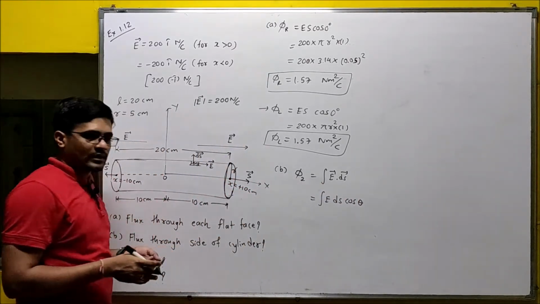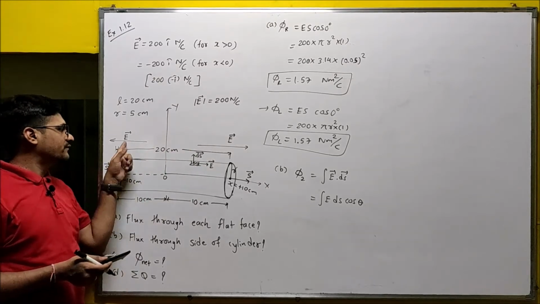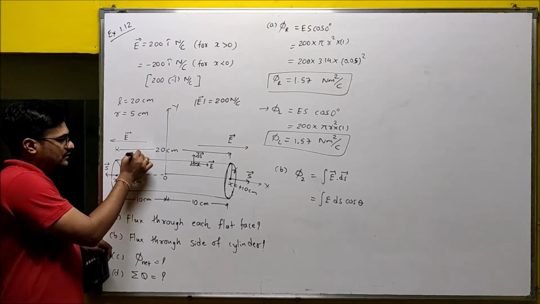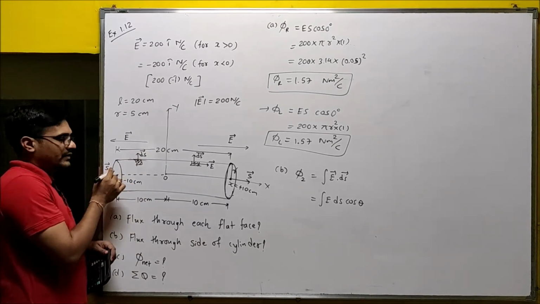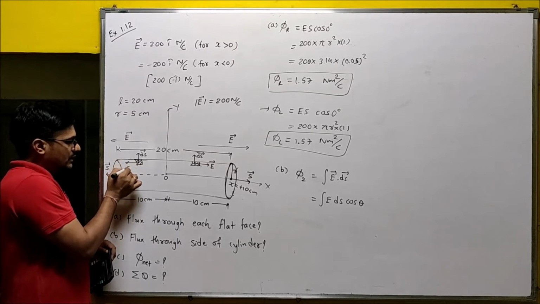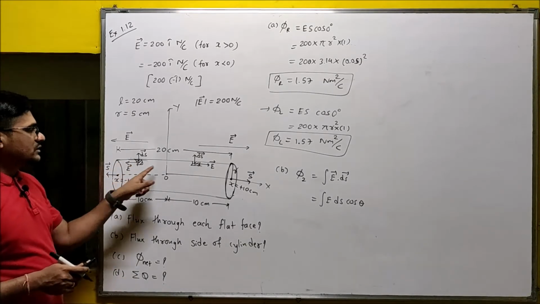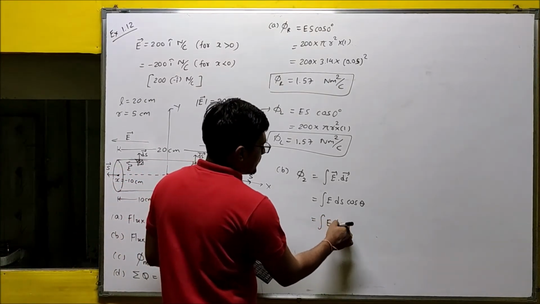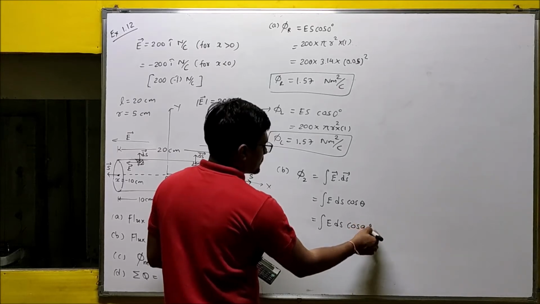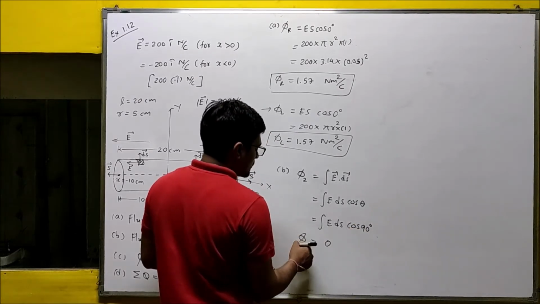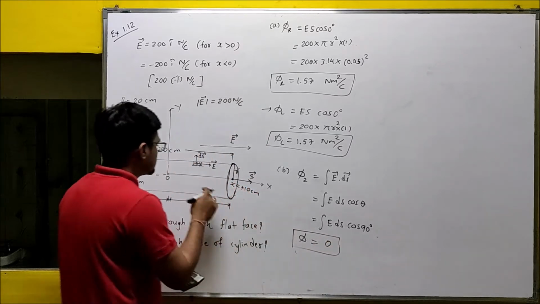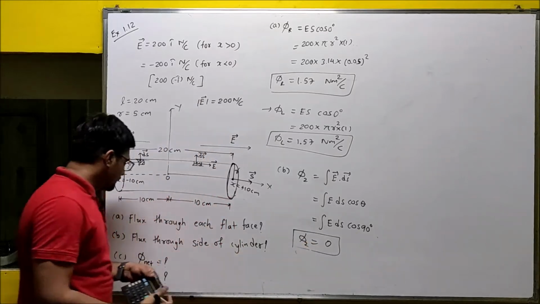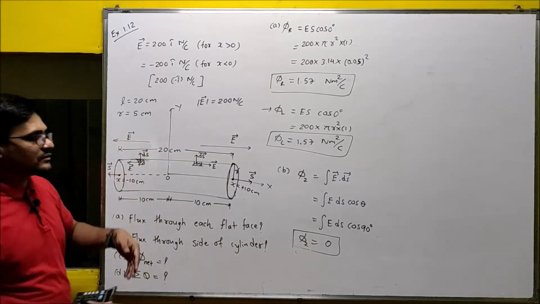Why am I using this formula? Because the direction of the electric field is different on both sides. If you consider a small element here, the direction of ds is perpendicular to this curved face and the electric field is in this direction. For both elements, the angle between E and ds is 90. So theta is equal to 90, substitute here. Cos 90 becomes 0, so the whole term is 0. So no flux is associated with this curved cylindrical surface.